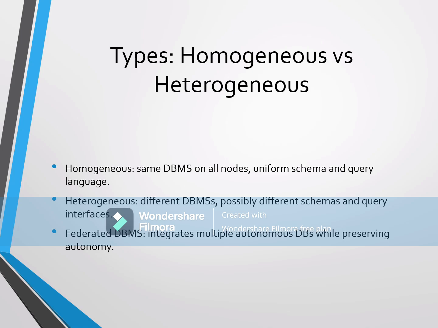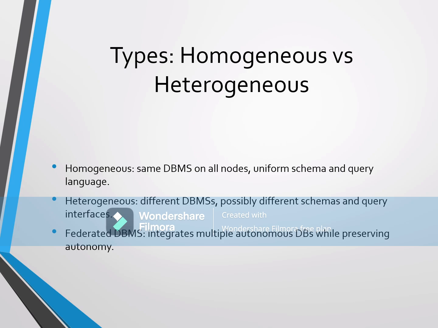Distributed databases appear in different forms. Homogeneous systems run the same DBMS software across all nodes, simplifying schema management, replication, and query planning. Heterogeneous systems integrate different DBMS products, which is useful when merging legacy systems or across organizational boundaries. They typically require middleware or a federation layer. Federated DBMS architectures let autonomous databases collaborate while preserving local control and policies.